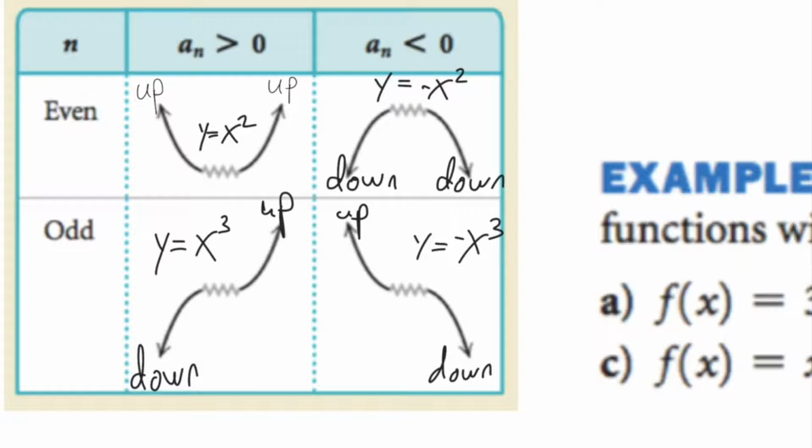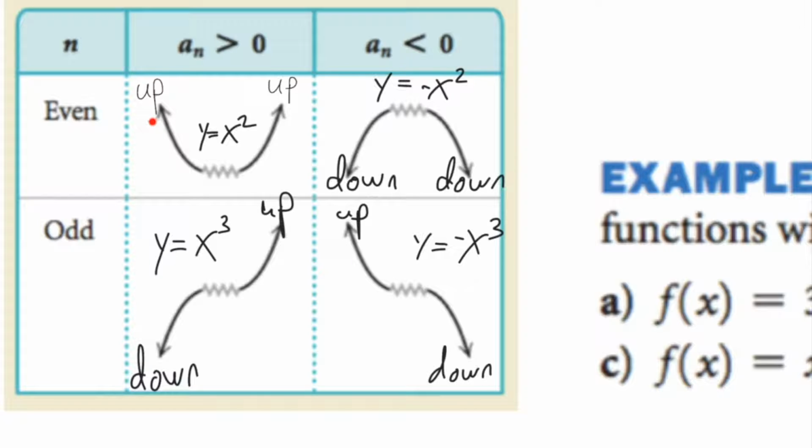Y equals x would go like this, y equals negative x would go like this, but you get the idea. And if you don't, just ask me a question tomorrow in class. Anyway, as it turns out, it's not just the exponent of 3 here, but any odd degree. So y equals x to the 5th would also look like this. Y equals x to the 7th. Y equals x to the 9th would also look like this.